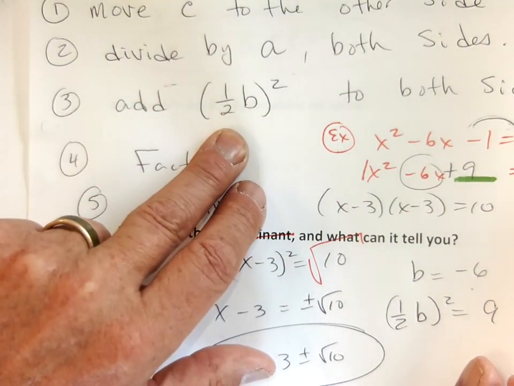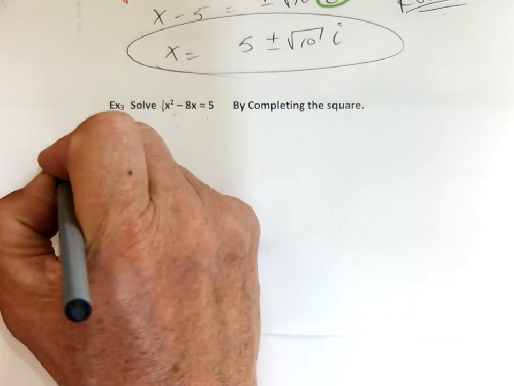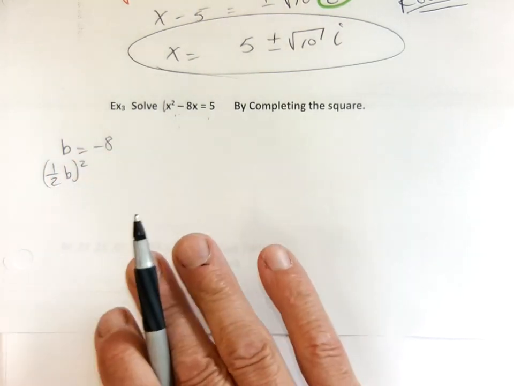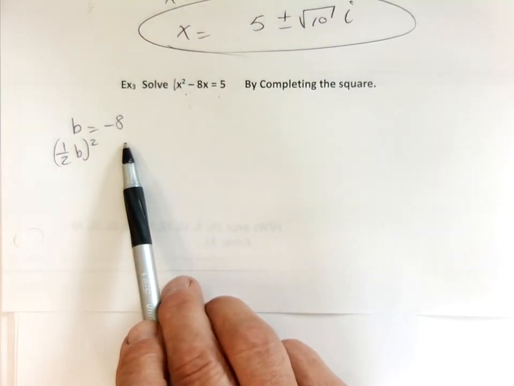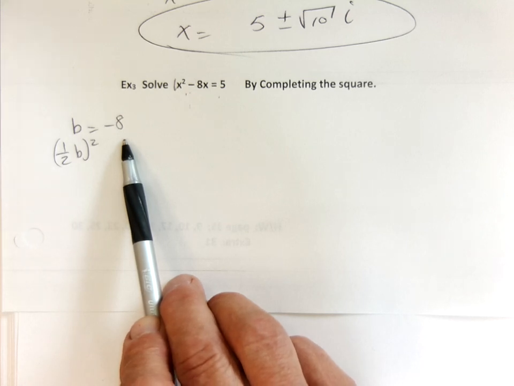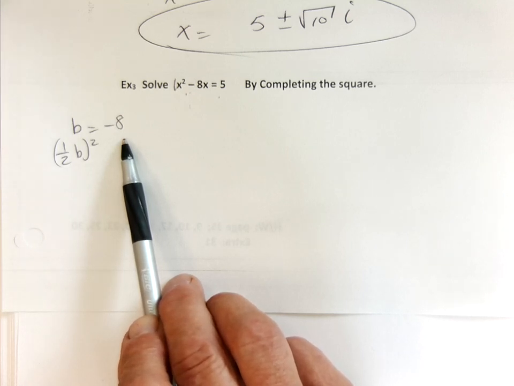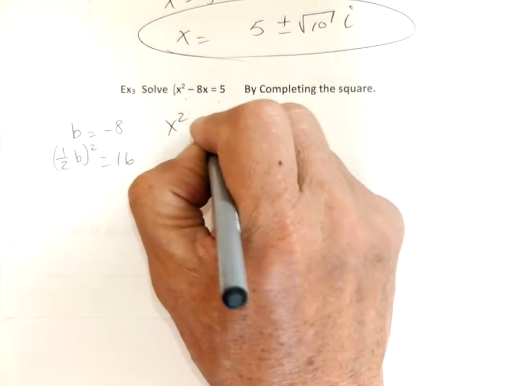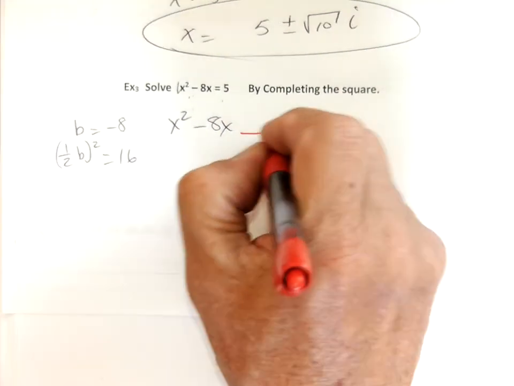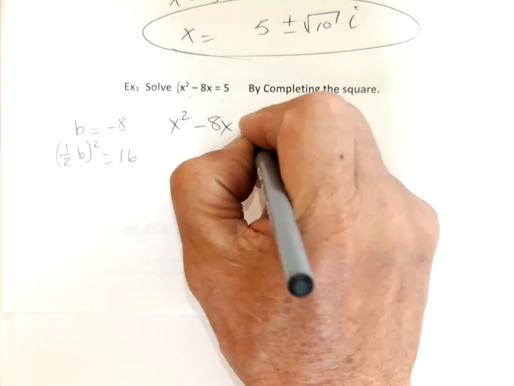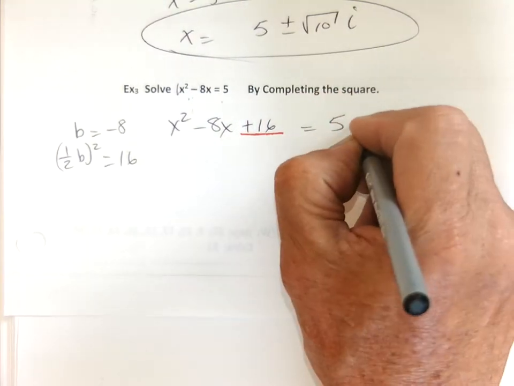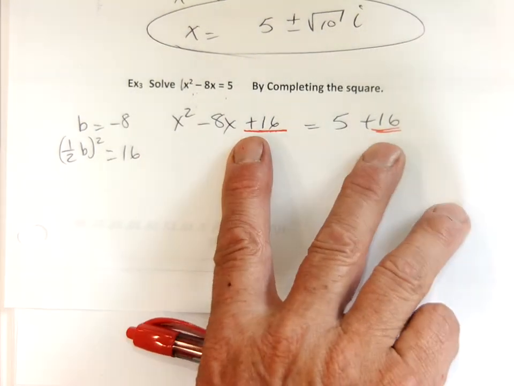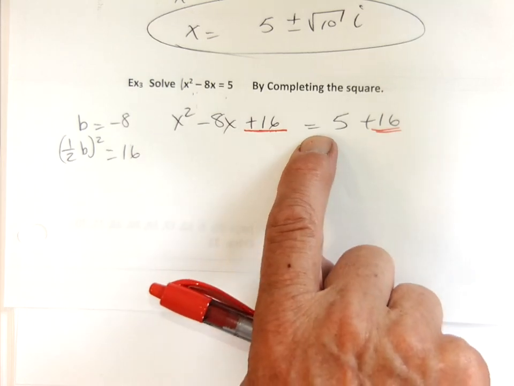Okay, step 3. Add 1/2 B squared to both sides. B is negative 8, so 1/2 B squared: half of negative 8 is negative 4, and negative 4 squared is positive 16. Good. So I'm going to add that to both sides. So x squared minus 8x, and I like to put a little space, plus 16 equals 5 plus 16. You have to add it to both sides because it says equal, keep it equal.